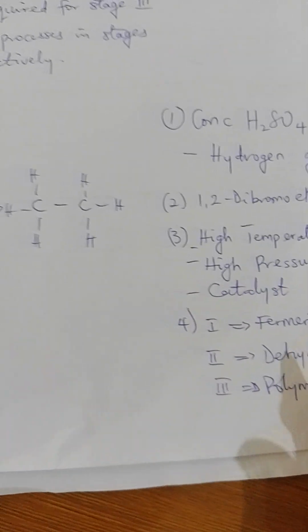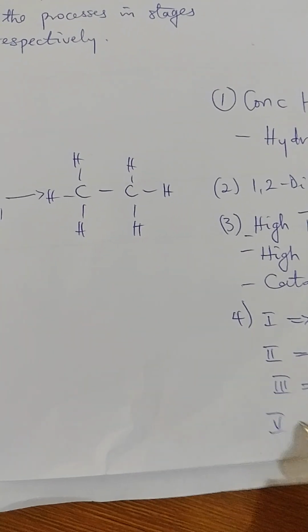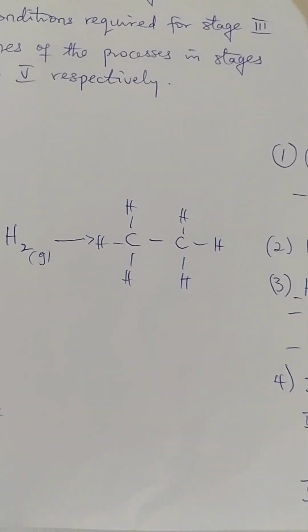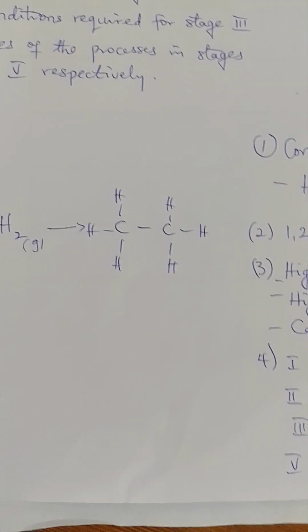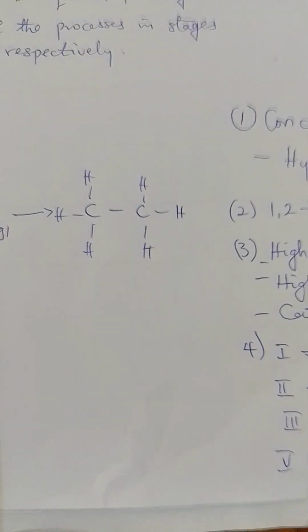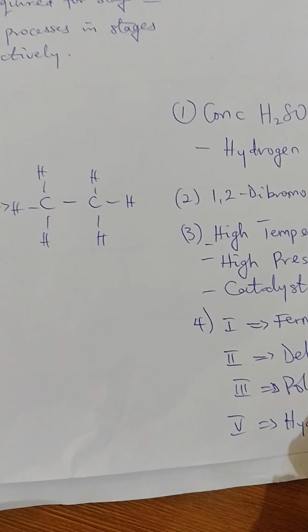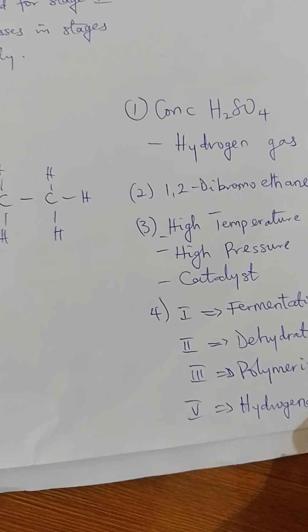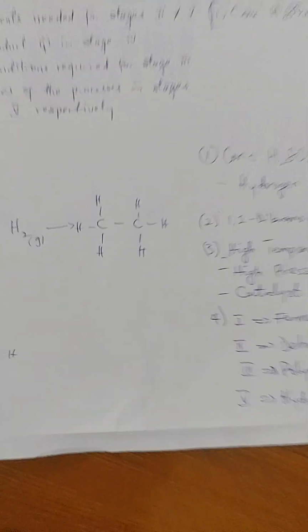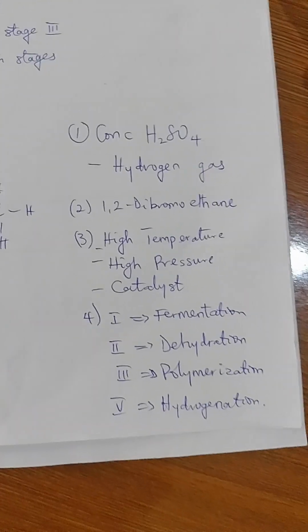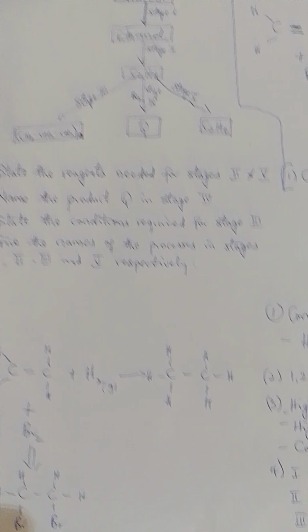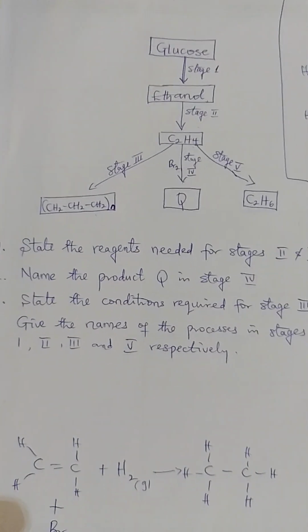And the last one is stage 5. What is stage 5? Stage 5 is when you have ethene converting to ethane. Of course, when we answered question 1, we made mention of that. That is your hydrogenation. So with this, you've solved the problem. Very simple. So that's how simple chemistry can be.